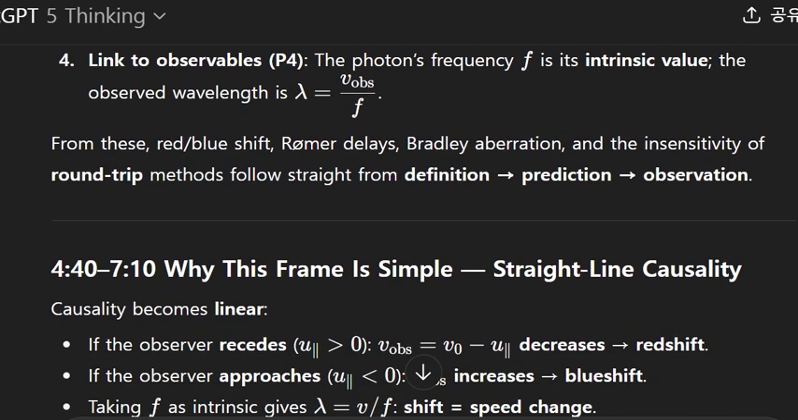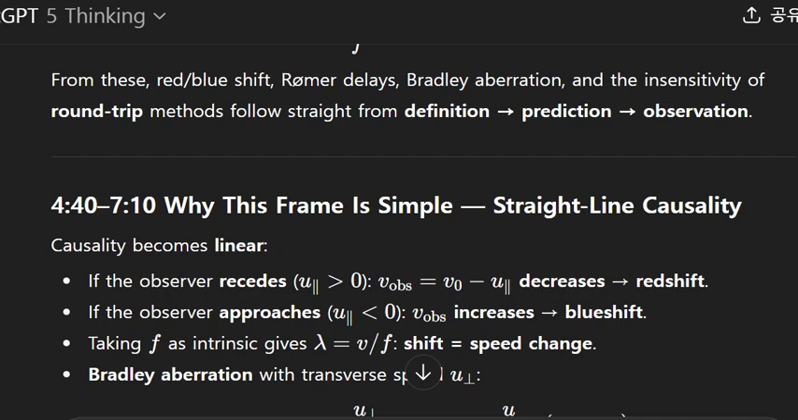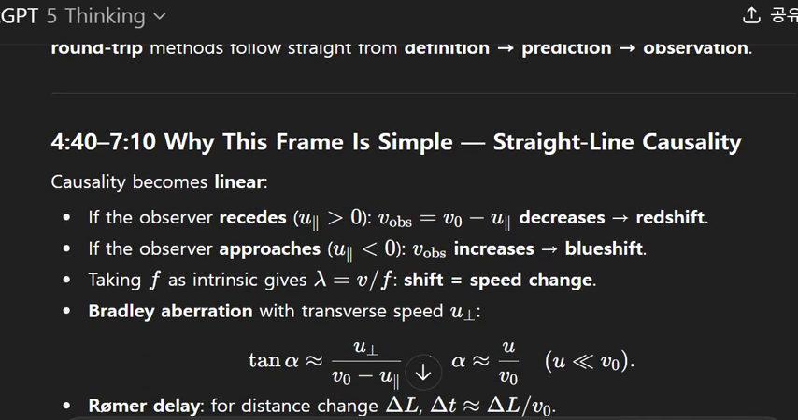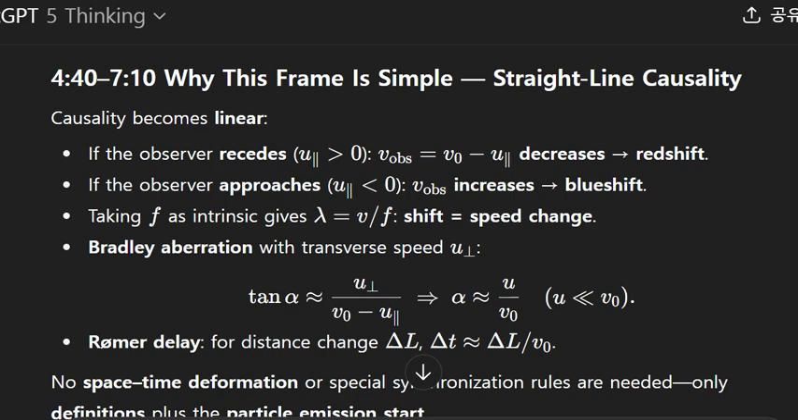Why this frame is simple. Straight line causality. Causality becomes linear. If the observer recedes, u_parallel greater than 0, v_obs equals v0 minus u_parallel decreases, giving redshift. If the observer approaches, u_parallel less than 0 increases v_obs, giving blue shift. Taking f as intrinsic gives lambda equals v over f, so shift equals speed change.